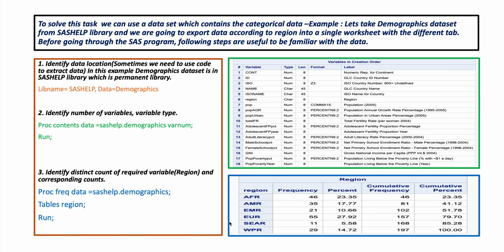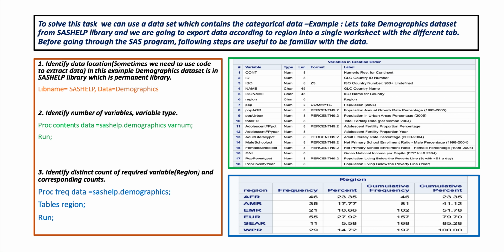Before going through the SAS program, the following steps are very useful to be familiar with the SAS dataset. First step is identify the data location. In this example, it is easy to identify because it is from the SASHELP library, but sometimes we have to write the code to extract the data. In this example, the library name is SASHELP and the dataset name is demographics.